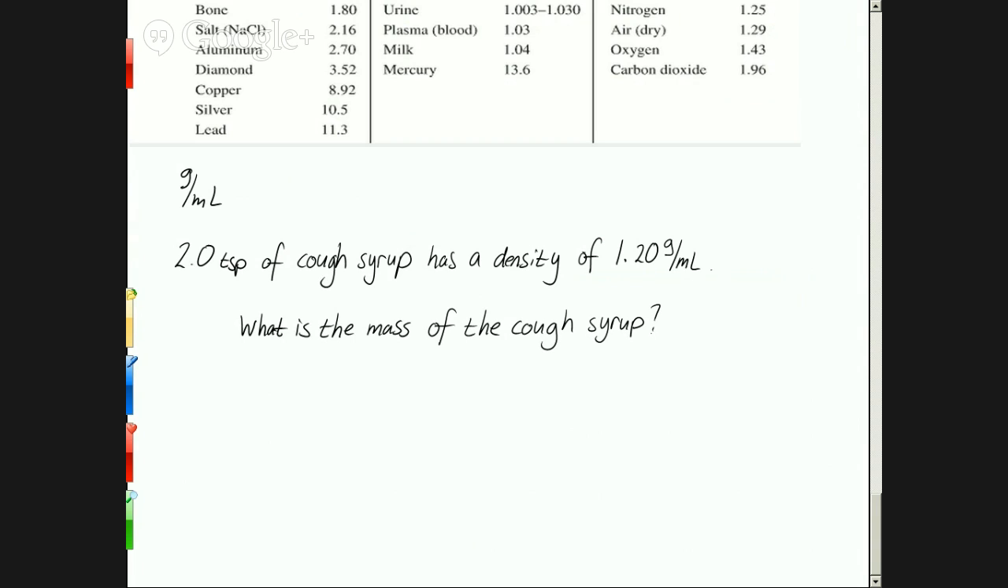So we need one more piece of information for this. There are 5 milliliters in a teaspoon. So this looks a little bit fancy because of this density, but we can really treat it like just another conversion problem. We can convert from teaspoons to milliliters, and then here's where we can do something new. We can convert from milliliters to grams using the density.